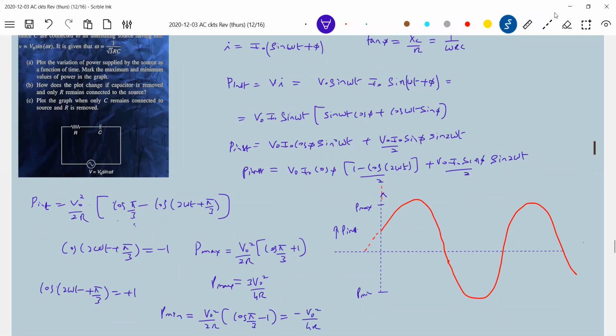What do you mean by negative? See, in an AC circuit, positive power means the circuit will draw the energy from the source. Negative means the circuit will supply it back. When the circuit draws energy from the source, it should be positive. Then again, it will be returning back. That's the meaning of negative here.